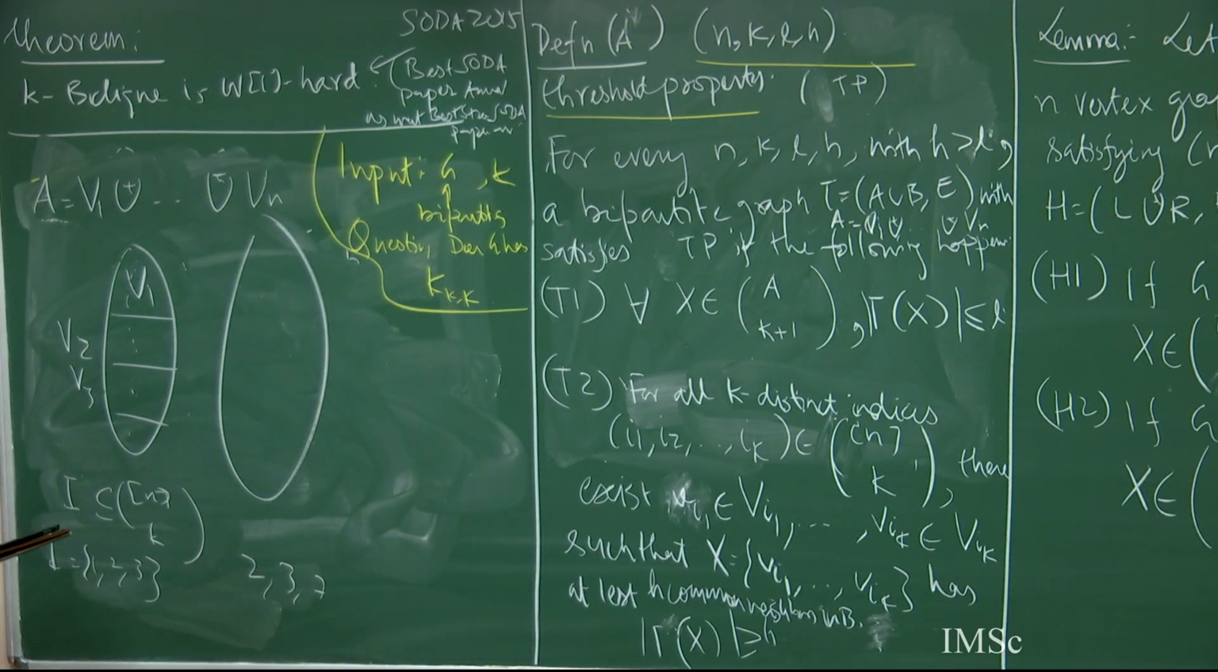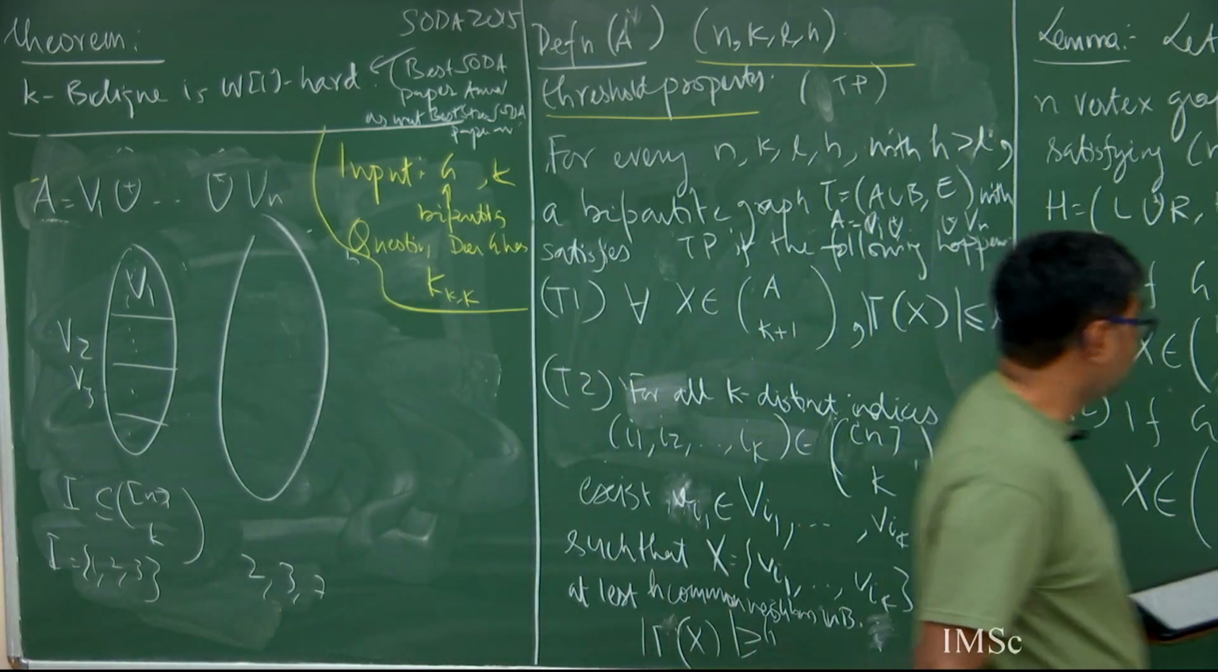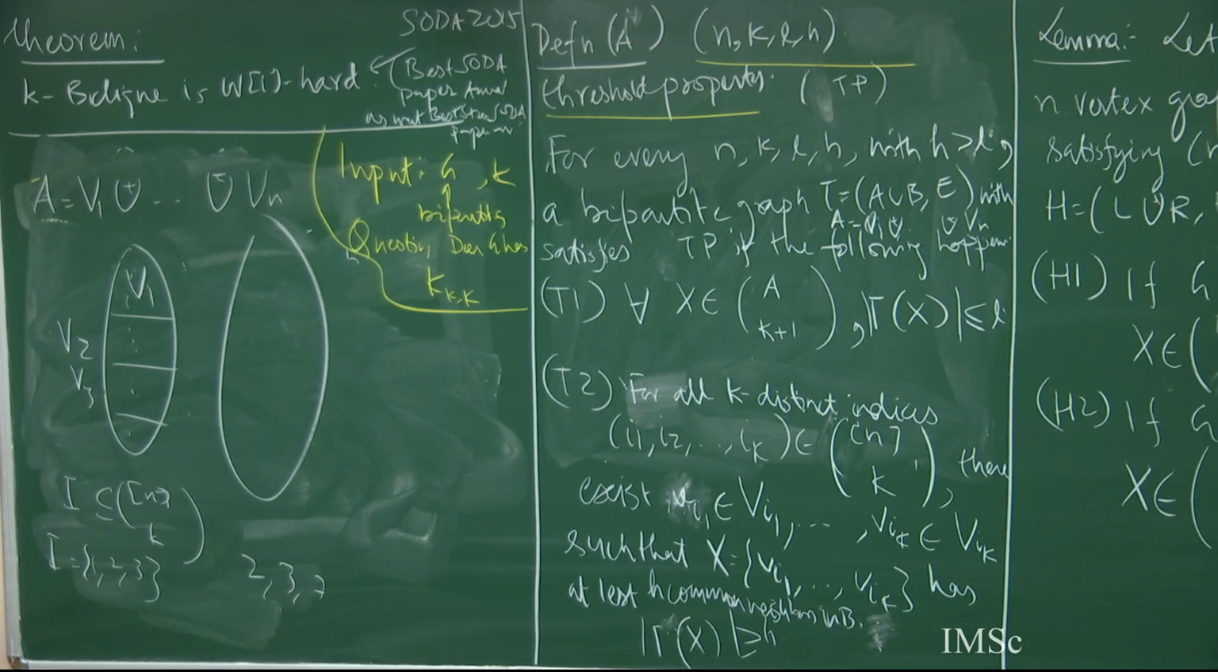Okay, now let's modify this lemma and then let's prove this lemma. We can construct a new graph H in polynomial time such that if G contains a k-clique, then there exists x in this.